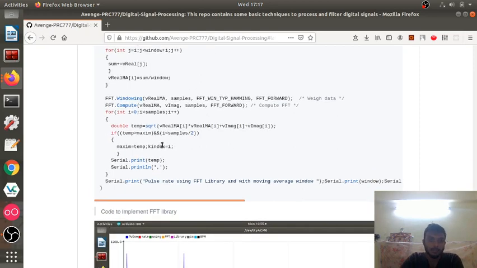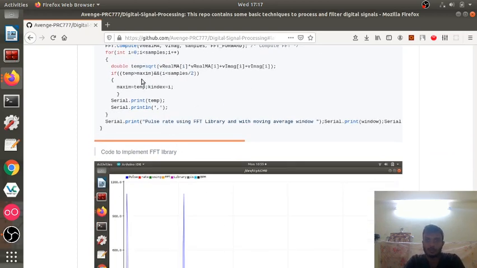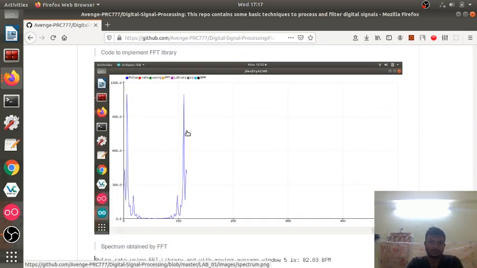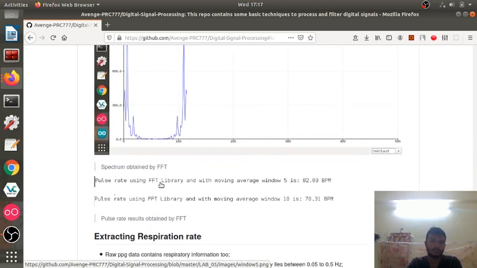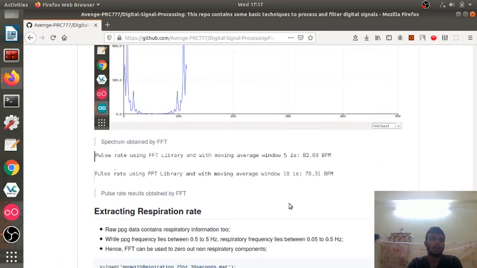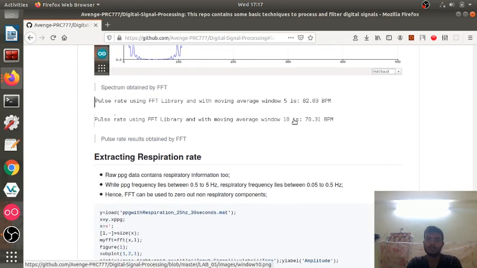So here we can obtain the magnitude spectrum and also the k value for which we get the first maximum magnitude spectrum. So this is the spectrum obtained by FFT. Now coming to the results, pulse rate using the FFT library with moving average window 5 is 82.03 bpm, and with moving average window 10 is 70.31, which agrees with our DFT results also.